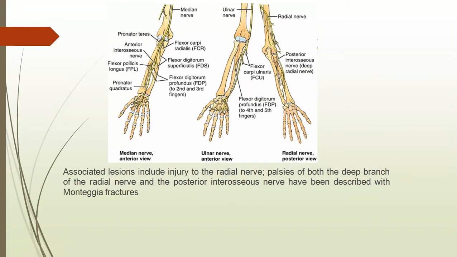Other associated lesions of the Monteggia fractures include injury to the radial nerve. Already I told you, radial nerve, and there is a palsy of both the deep branch of the radial nerve and the posterior interosseous nerve. Both will sometimes be injured, sometimes one or the other nerve will be injured. So all these things are described in case of Monteggia fractures.